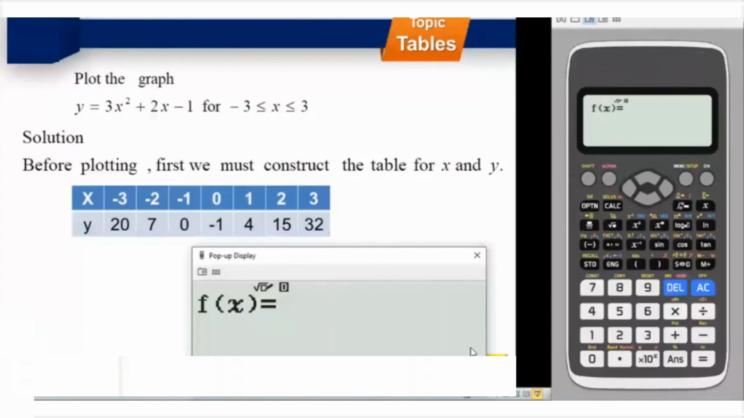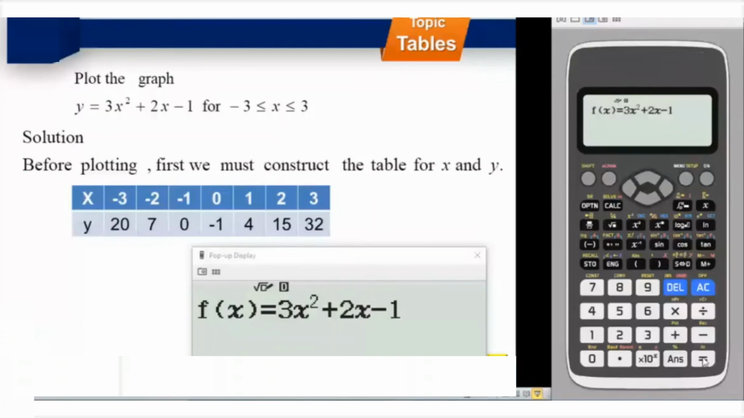I'll press 3. Please note that on the extreme right, there is this button X. I will write X. Then here, there is square. I will press this button. So this is 3x square plus 2x minus 1. So please realize in the calculator, I have written the whole equation 3x square plus 2x minus 1. Now I will press equals to. I hope everyone has understood how to write the equation.